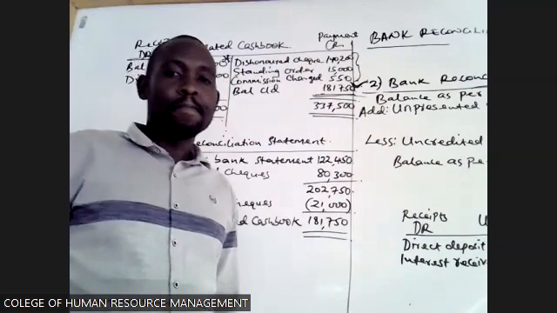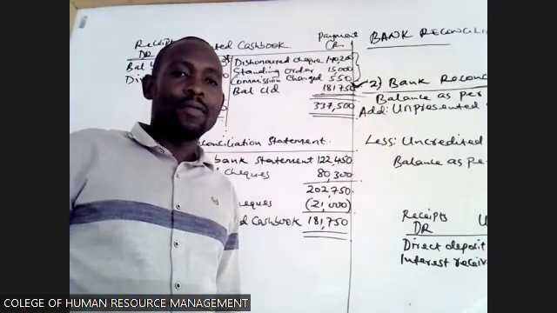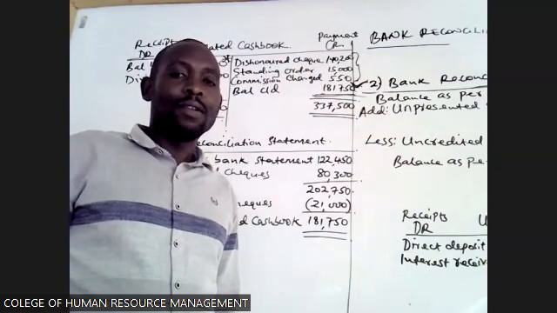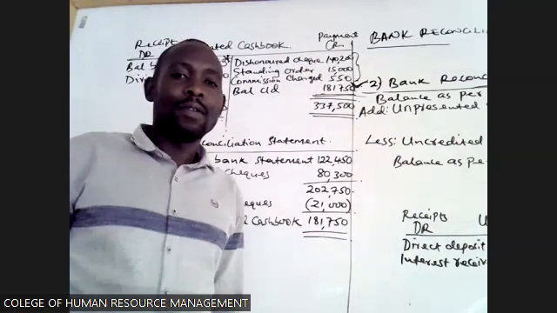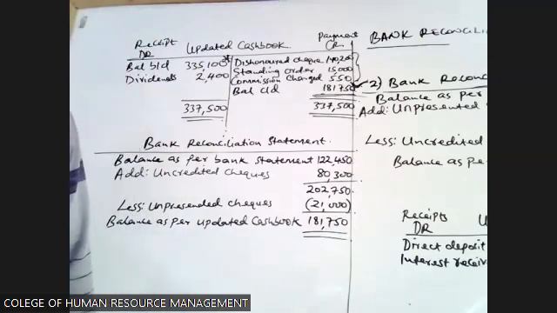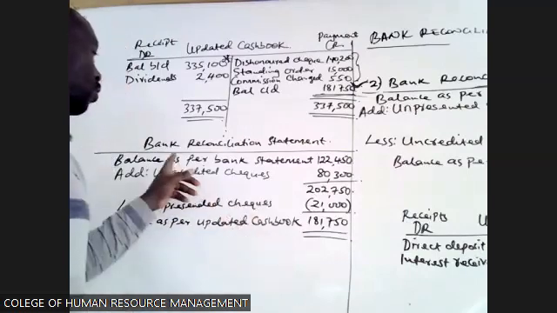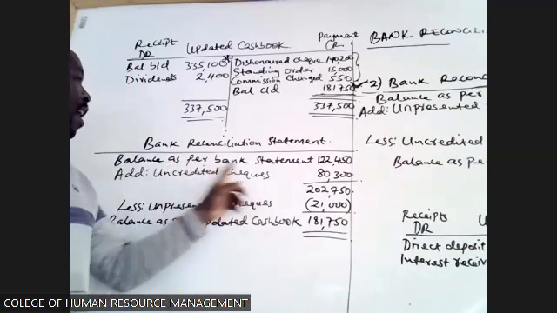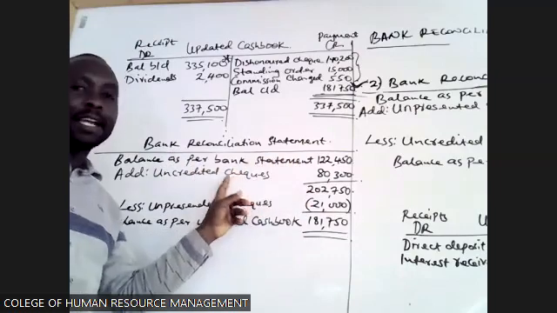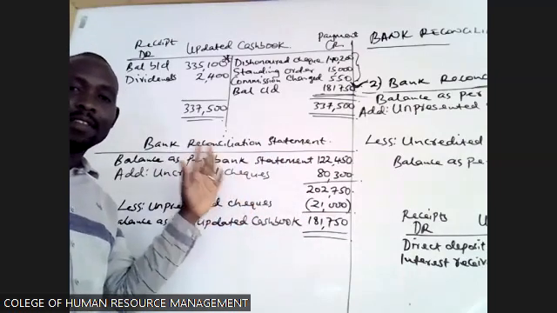So every time I use the balance as per the bank statement, I will less the uncredited check. These two formats, it depends with what you are starting with. If you start with the balance as per the bank statement, you add uncredited. You add uncredited. That is the trick.